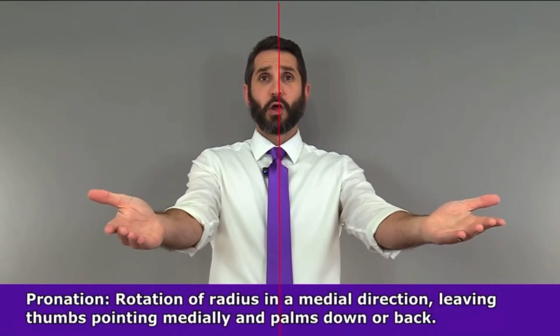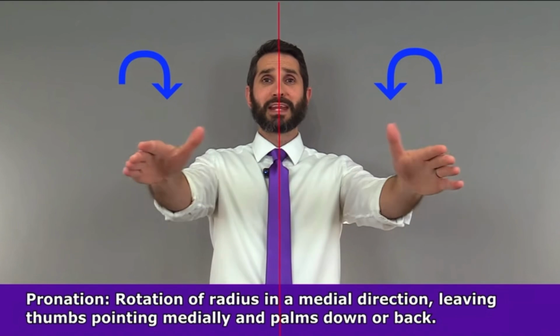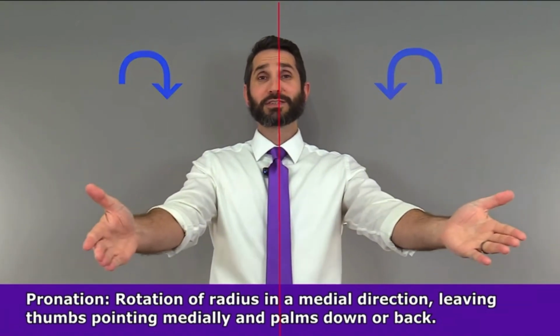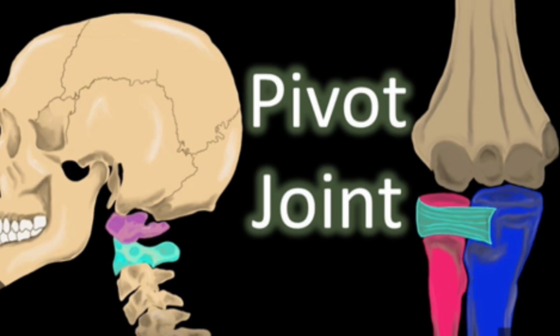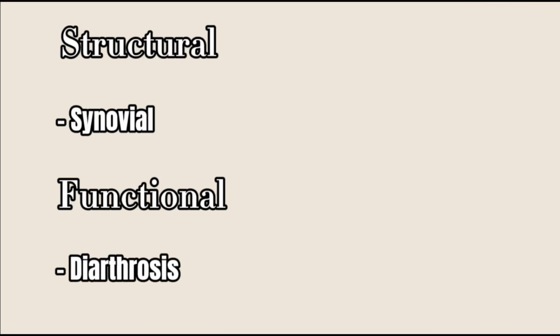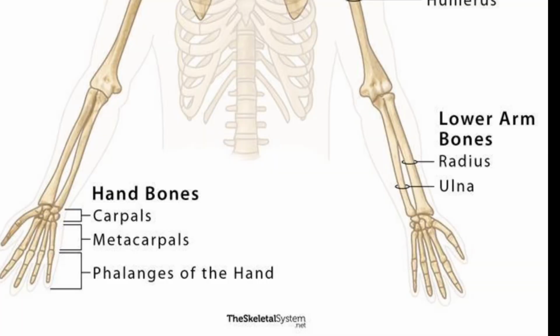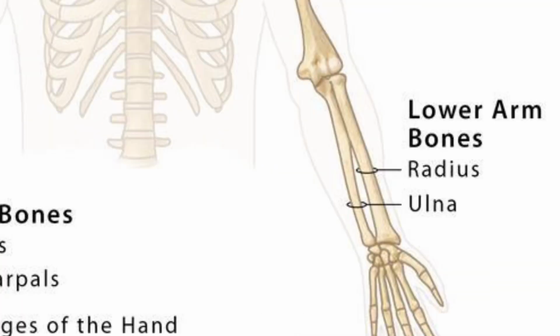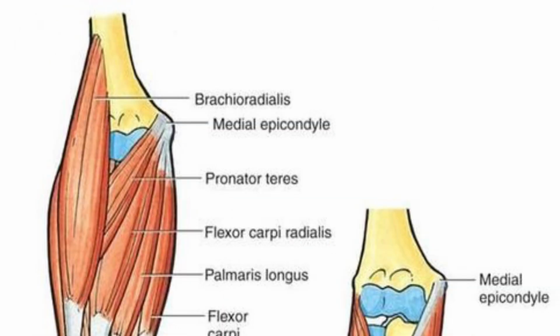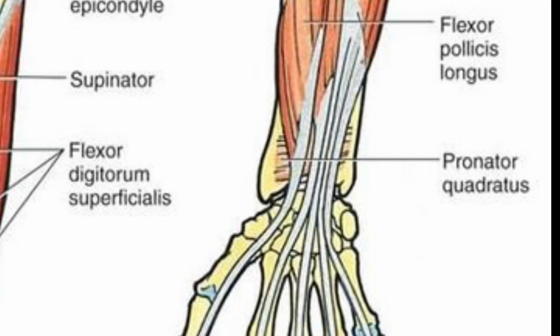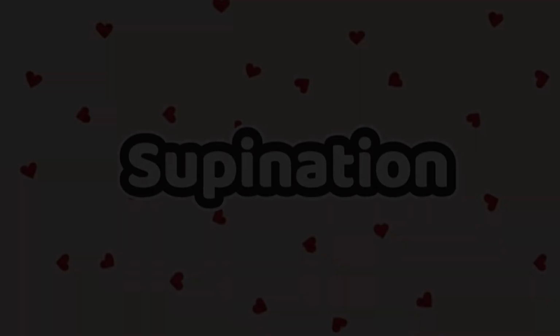Pronation. Pronation describes a rotational movement of the forearm that results in the palm facing posteriorly. A pivot joint is used in this movement. The structural is also synovial and the functional is diarthrosis. The bones used in this movement are radius and ulna. The muscles used in this movement are brachioradialis, pronator teres, and pronator quadratus.